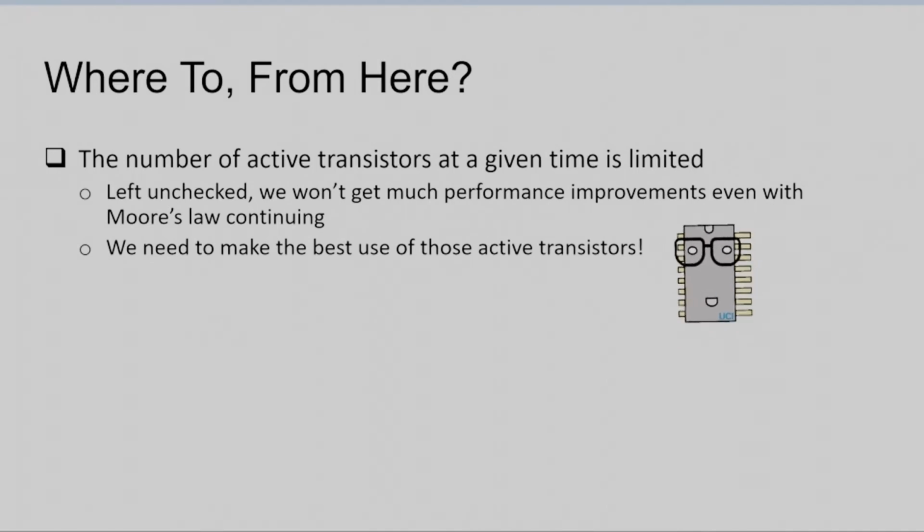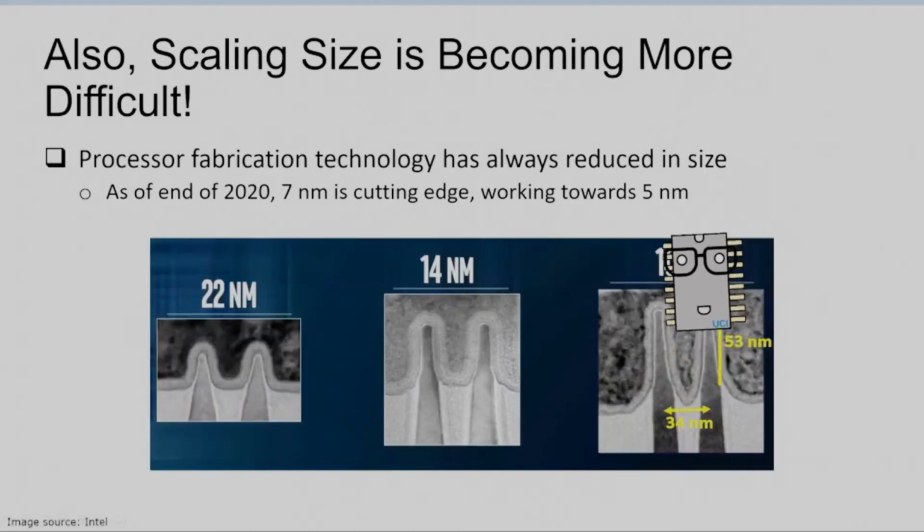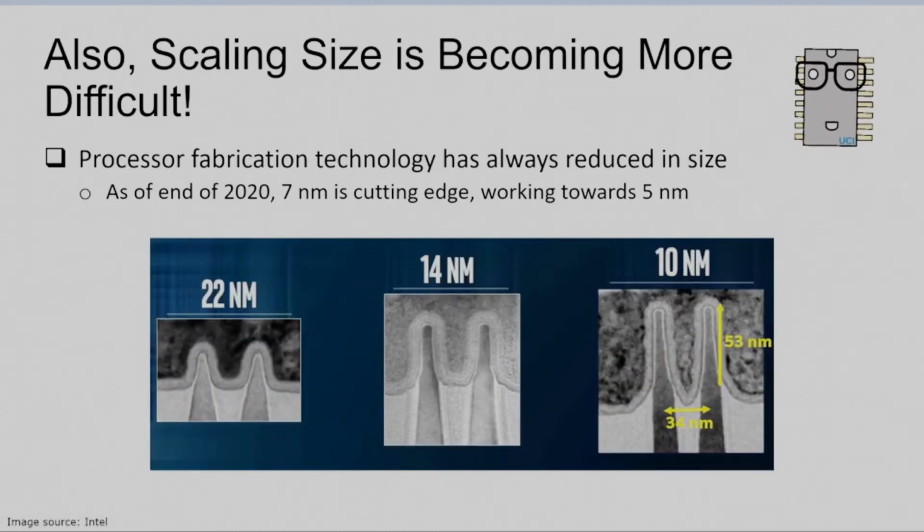At least the short-term solution seems to be, unless we get something drastically different like quantum computers or graphene or whatever next year, that we need to make the absolute best use of these active transistors, because the number of transistors that we're going to get working at any given point in time is pretty much fixed. So you have to figure out a way to make use of those things more efficiently. And to pile on to this problem further, even scaling in terms of Moore's law is becoming more difficult.